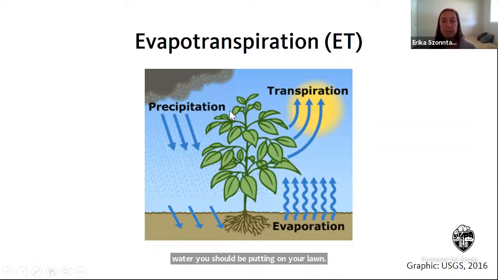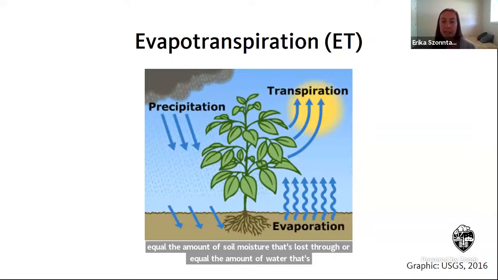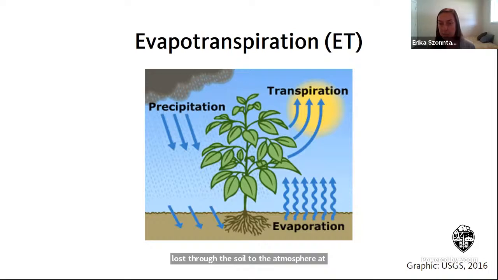And so evapotranspiration is just that combined process of evaporative losses from the soil and transpiration losses from the plants. Those two processes together equal the amount of water that's lost through the soil to the atmosphere. And things like temperature, relative humidity, wind, and total soil coverage by plants all play into how much water is lost through evapotranspiration every day.